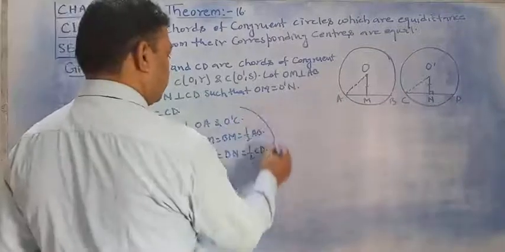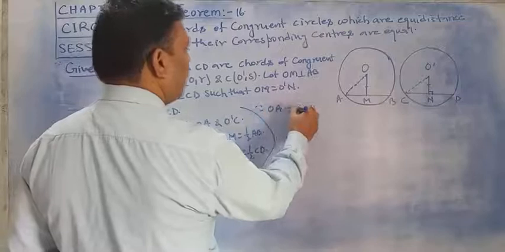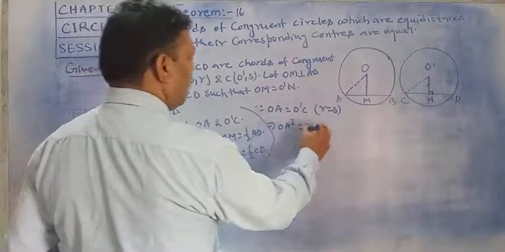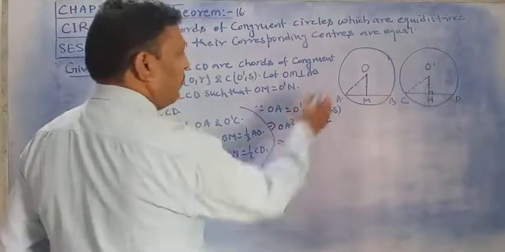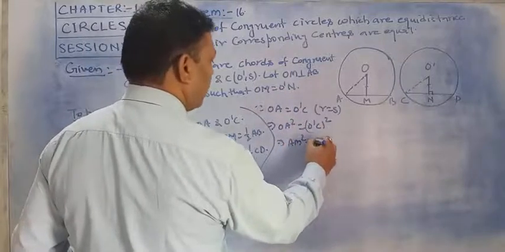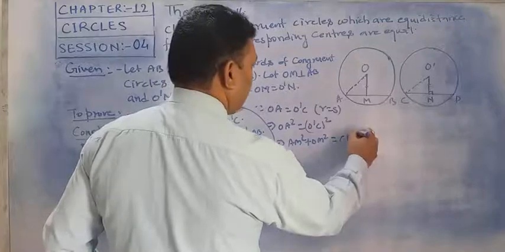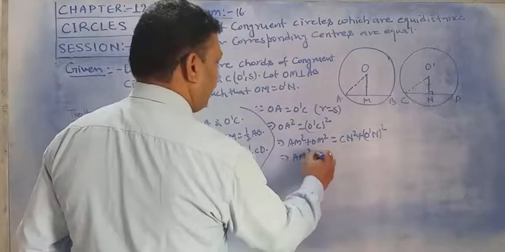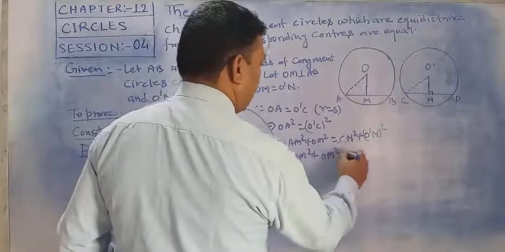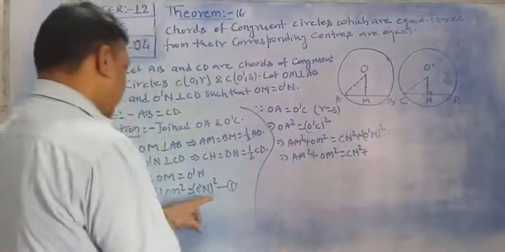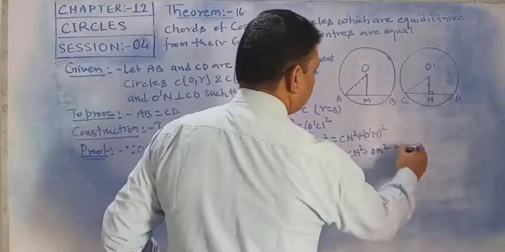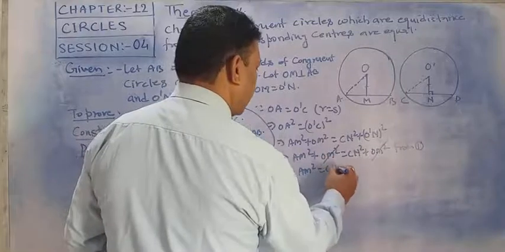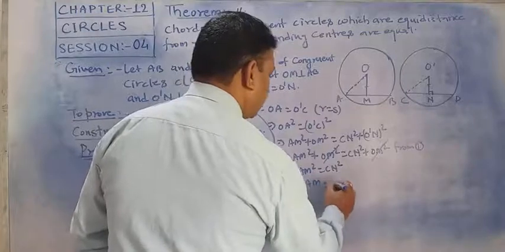Now since OA equals O'C, because the radii are equal, these are congruent circles, this implies that OA square equals O'C square. From Pythagoras theorem we can write AM square plus OM square is equal to CN square plus O'N whole square. Now this implies that AM square plus OM square equals CN square and O'N square can be written as OM square from first. So this OM square cancels. This implies that AM square equals CN square. This implies that AM equals CN.